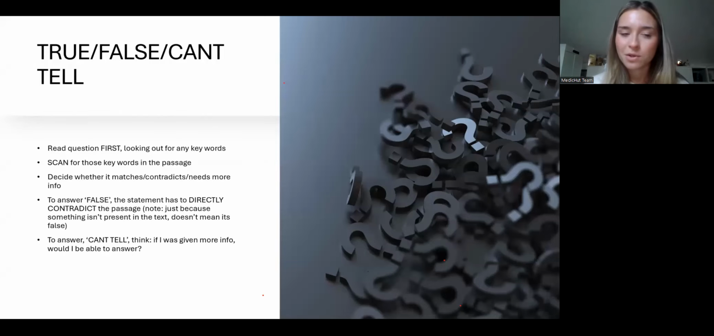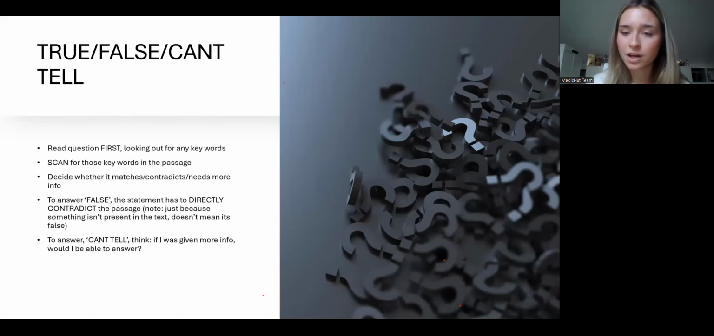And I think it's usually between false and can't tell that people often get confused. So a lot of the time you get a question and you might not actually be able to find the answer in the text. And then people might ask themselves, is this false or is this can't tell? And that's when this comes in really useful. If you ask yourself, if I was to be given more information, would I be able to answer it? If the answer is yes, then that means you would select can't tell.